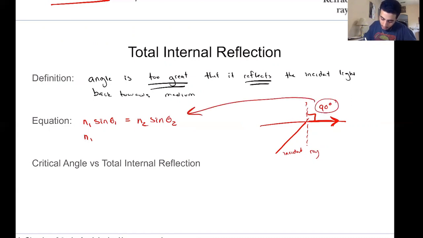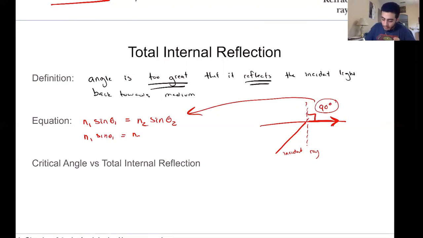So we get n1 times sine of theta 1 equals n2 times, and then what is sine of 90 degrees? It's equal to 1. Okay, so then we're really looking for the angle for which this happens.